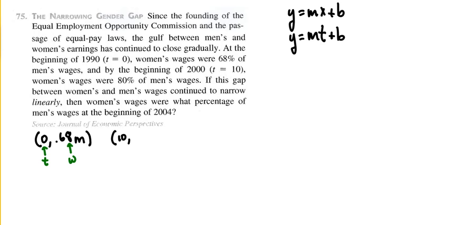We have another data value 10 years later, and in 2000 women's wages were 80% of men's wages. So we'll write that point as 10, 0.8 m. So now we have these 2 points. We used to say x1, y1. Well, now we have t1, w1 and t2, w2. Alright, to find the slope of the line passing through those points, we just need to do y2 minus y1 over x2 minus x1. In this case, it's going to be w2 minus w1.